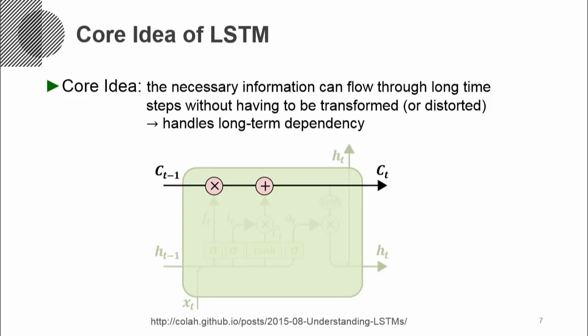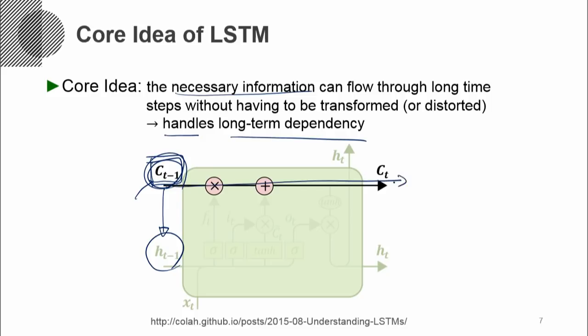And the core idea of this LSTM is that the necessary information can flow through the long time steps without having to be transformed, which can give a distortion, and thus we can handle this long-term dependency effectively. So the LSTM cell maintains some hidden information called the cell state in addition to our hidden state information, and this cell state can flow through to the next time step without having to be transformed by anything.